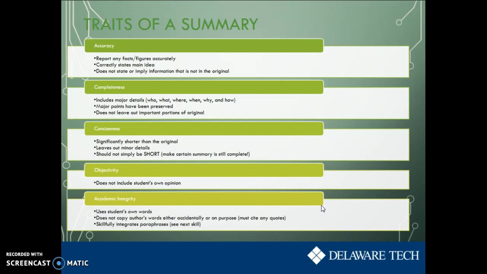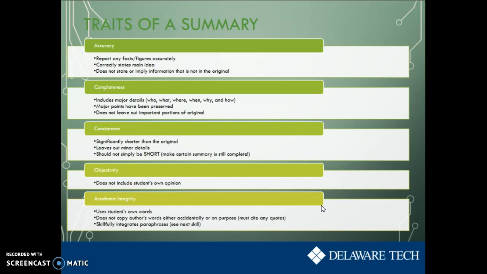Thirdly, it needs to be concise. In other words, shorter than the original. So you must leave out the minor details and focus on those key ideas. Fourthly, it needs to be objective. In other words, it cannot have your own opinion in it, or your own spin, or your own interpretation. You need to faithfully explain what the author is saying.